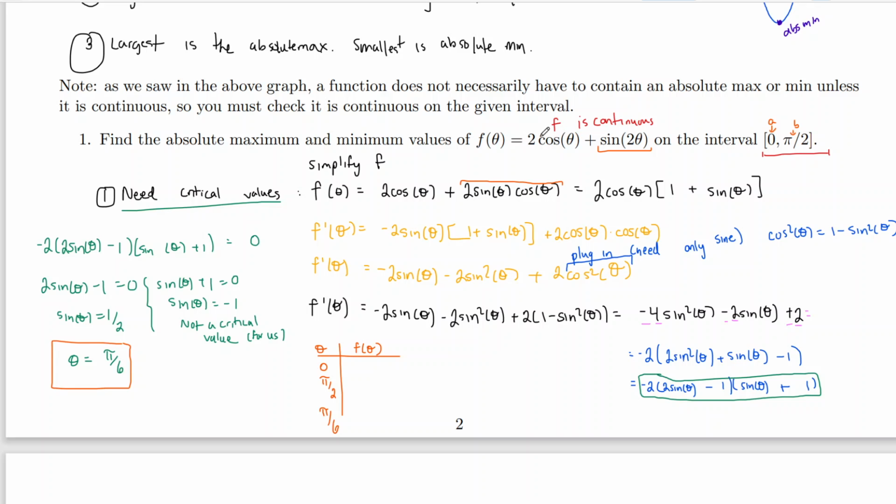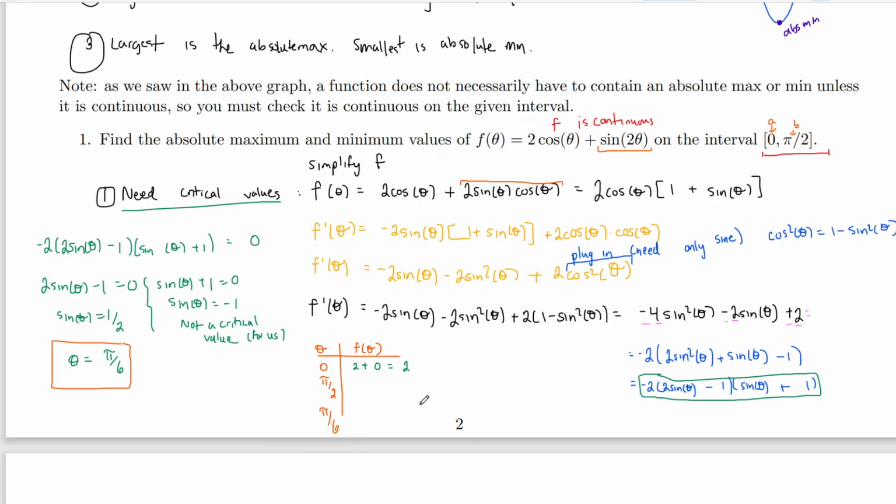So if I plug in 0 here, I get 2 cosine of 0, which is 2, plus sine of 2 times the angle 0, that's still 0. Sine of 0 is 0, and that's actually a 0. So when we plug in 0, you get 2. Now we have to plug in all the rest to know which one's the absolute maximum, which one's the absolute minimum.